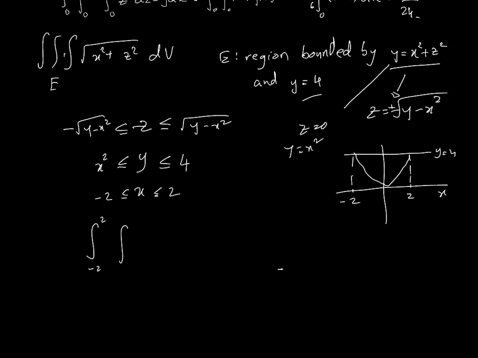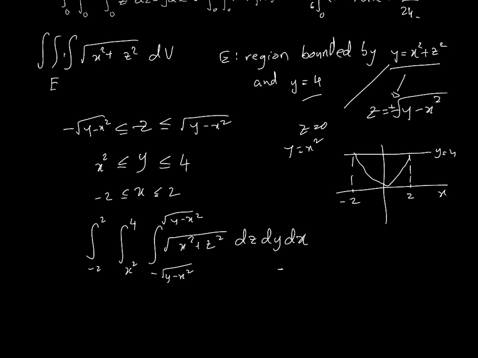x will be last, y would be in the middle, from x squared to 4, and z would be from minus square root of y minus x squared to square root of y minus x squared. Of course, what you're integrating is x squared plus z squared, dz first, dy second, dx third. The problem with this is, although it is absolutely correct, the integration here is excruciatingly difficult.